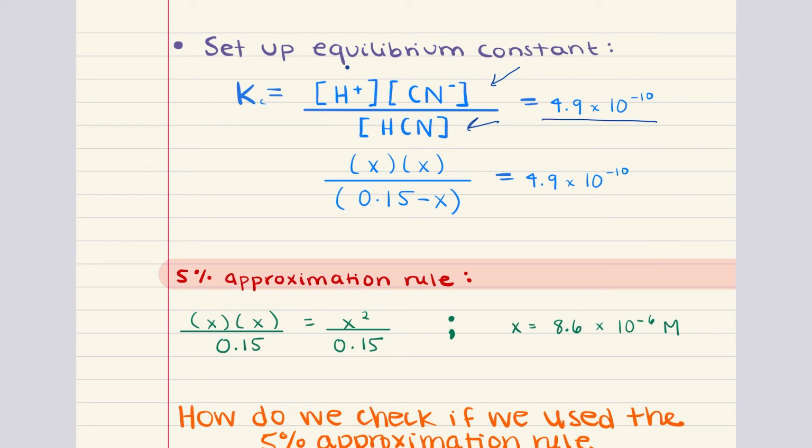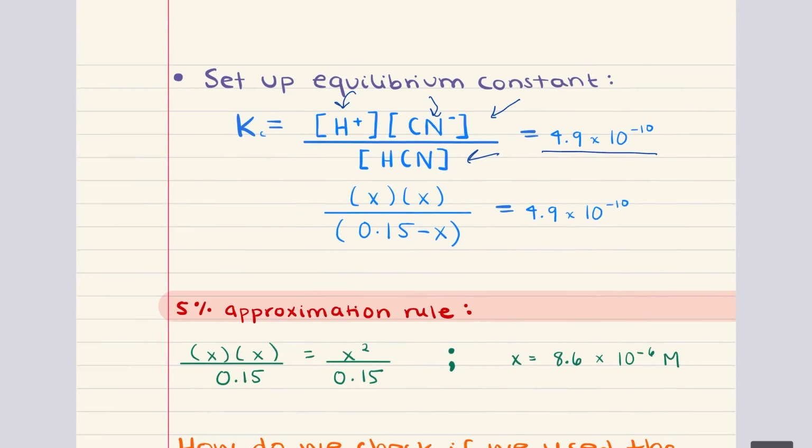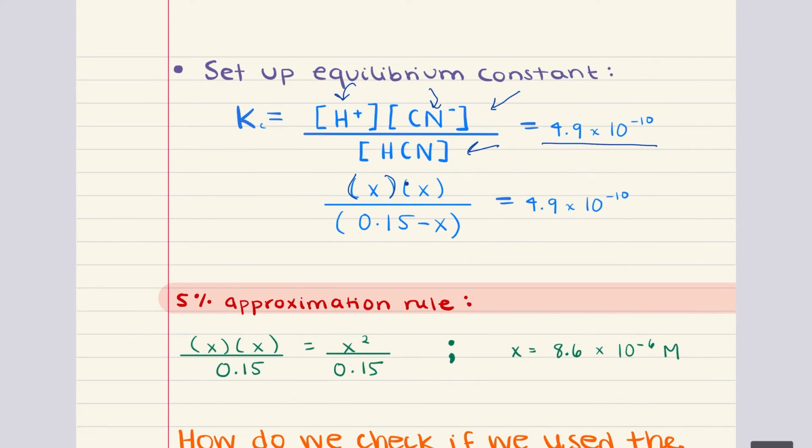Now we can replace these concentrations with what we just figured out in our equilibrium row from our ICE table. That's going to give us X multiplied by X divided by 0.15 minus X, and that is equal to 4.9 times 10 to the negative 10.